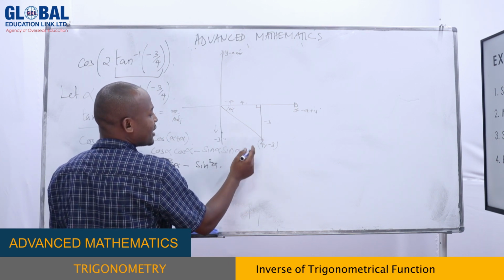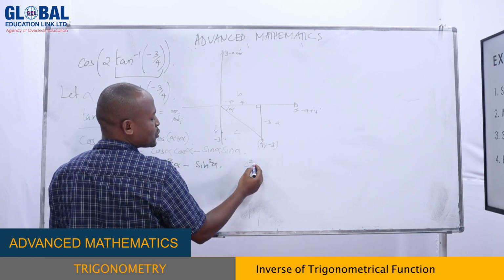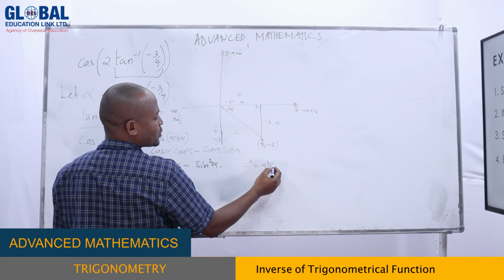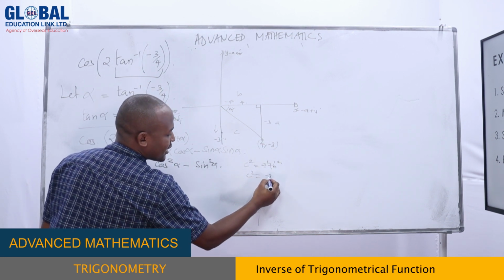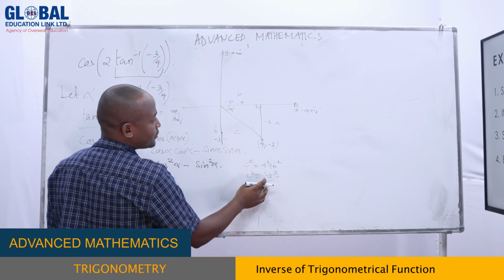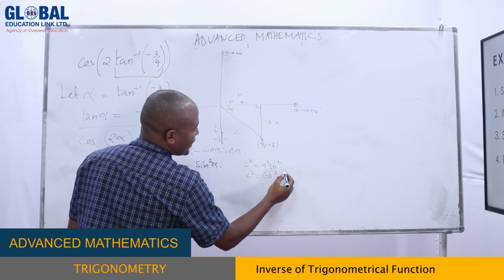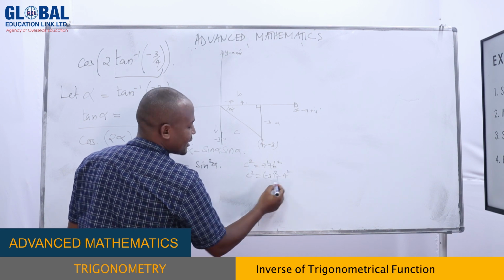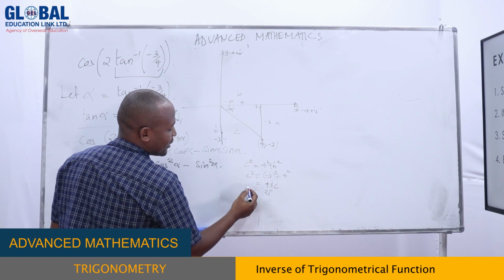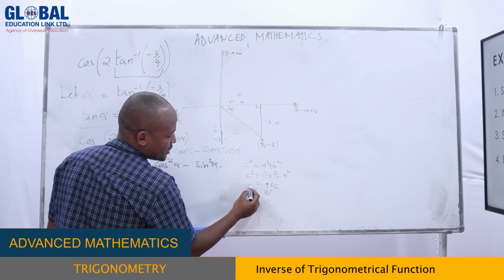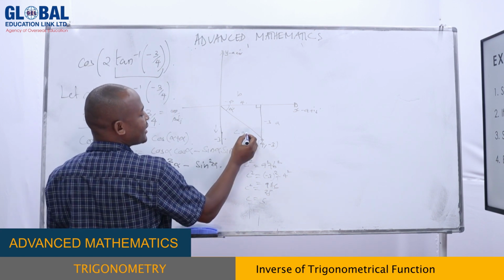By the Pythagoras theorem, we know that if this is side A, that is B, and that is C, then C square is equal to A square plus B square. That is, C square is equal to negative 3 square, that is 9, plus 4 square, that is 16. So 9 plus 16 is 25, and that is C square, and C equals 5.